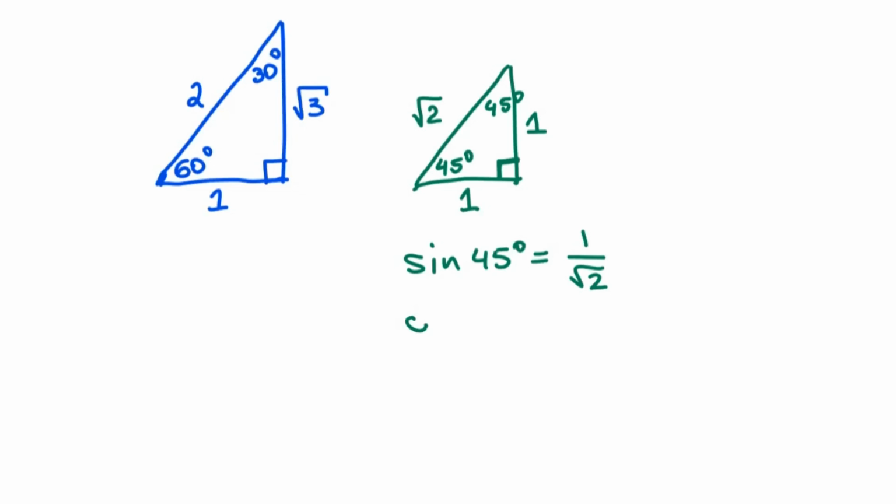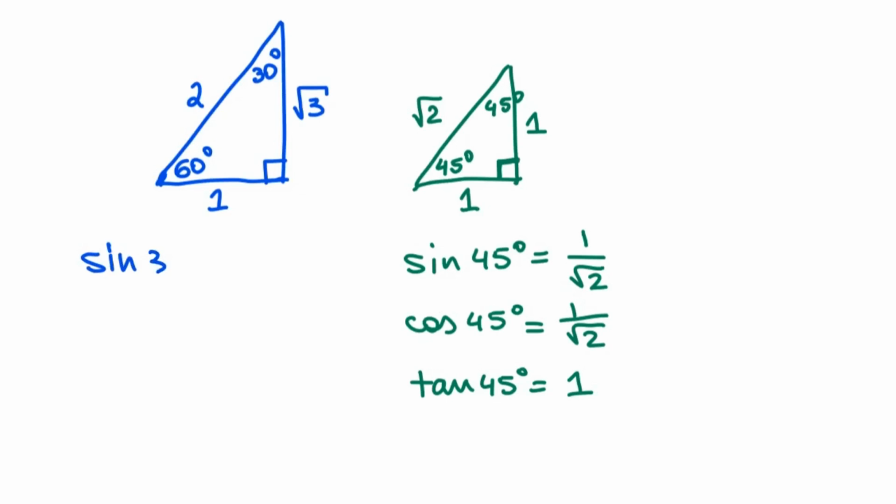If I wanted to do cosine of 45 degrees, it turns out to be the exact same value. And tangent of 45 degrees is opposite over adjacent, which is just 1. If I wanted to determine sine of 30 degrees based on this special angle triangle, it's equal to opposite over hypotenuse, and the opposite side to 30 is 1, hypotenuse is 2, so it's 1 over 2.